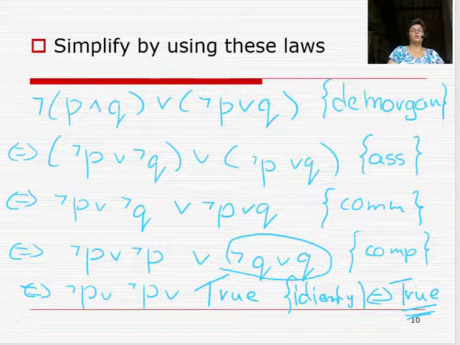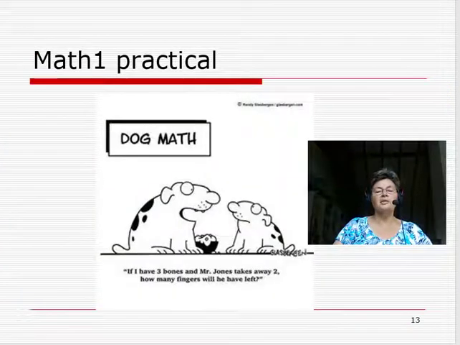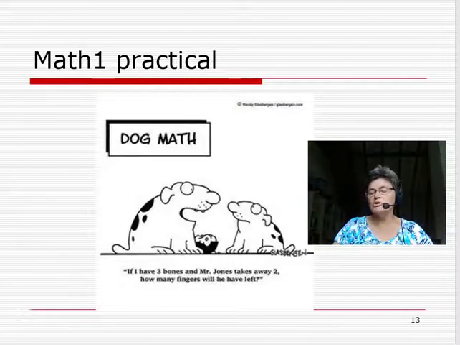So what looks like quite a complex compound proposition is in fact always true by just applying the laws. We have a lot of exercises on Teams, so please make them, and there are lots more in the book.